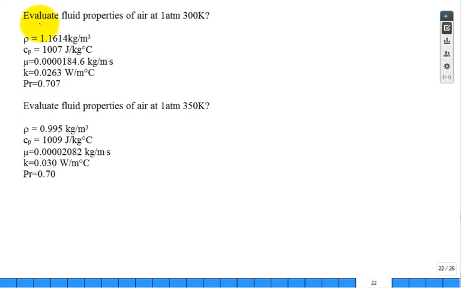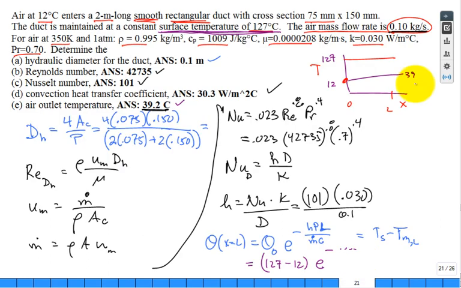Somebody says you used the Dittus-Boelter equation for that last problem, and we guessed that the temperature of the fluid was 350 throughout the tube. If I take a look at it, it came in at 12. The mean temperature of the fluid exit was 39. Is that what I just calculated? I have to go back to look. I forgot already. Yeah, 39.